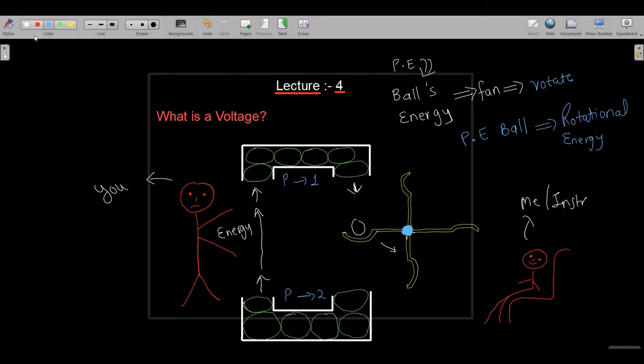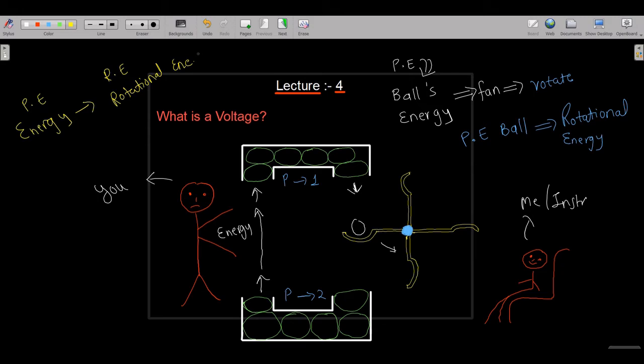What I'm trying to tell you is that energy is converted from one form to another form. We were supplying potential energy, but since we have to move the fan, it got converted into rotational energy. So this is what I wanted to tell you from this particular setup.